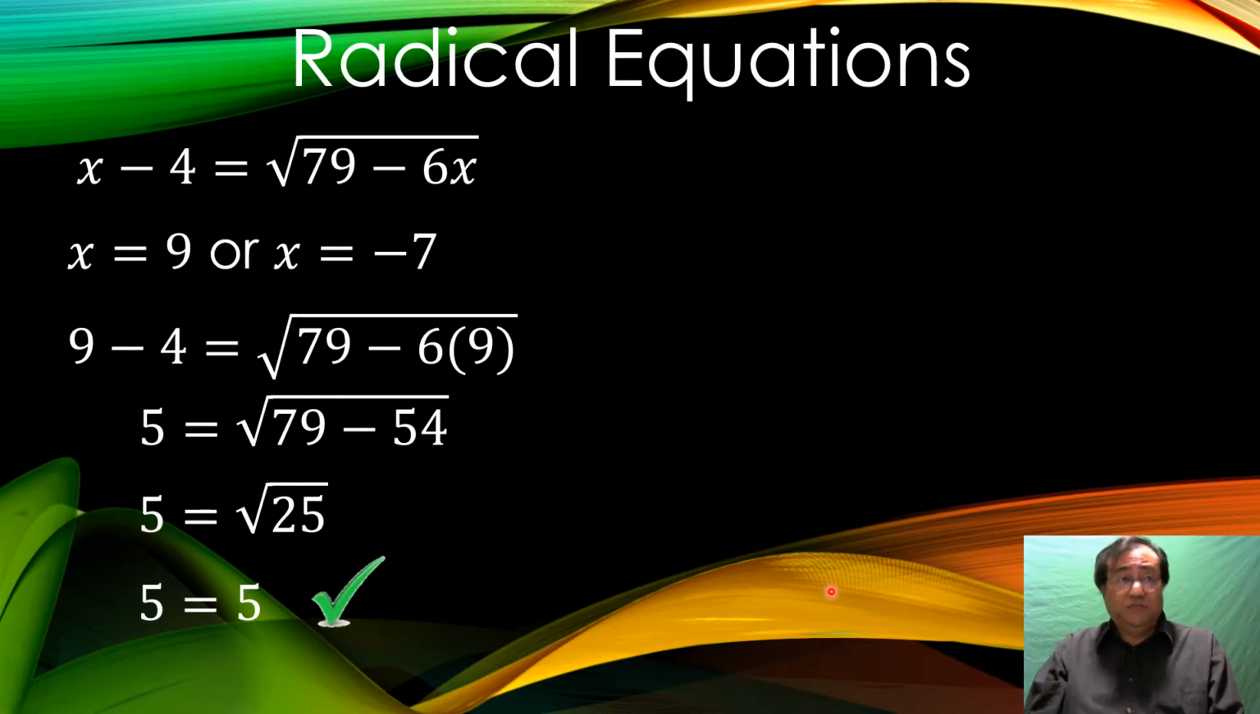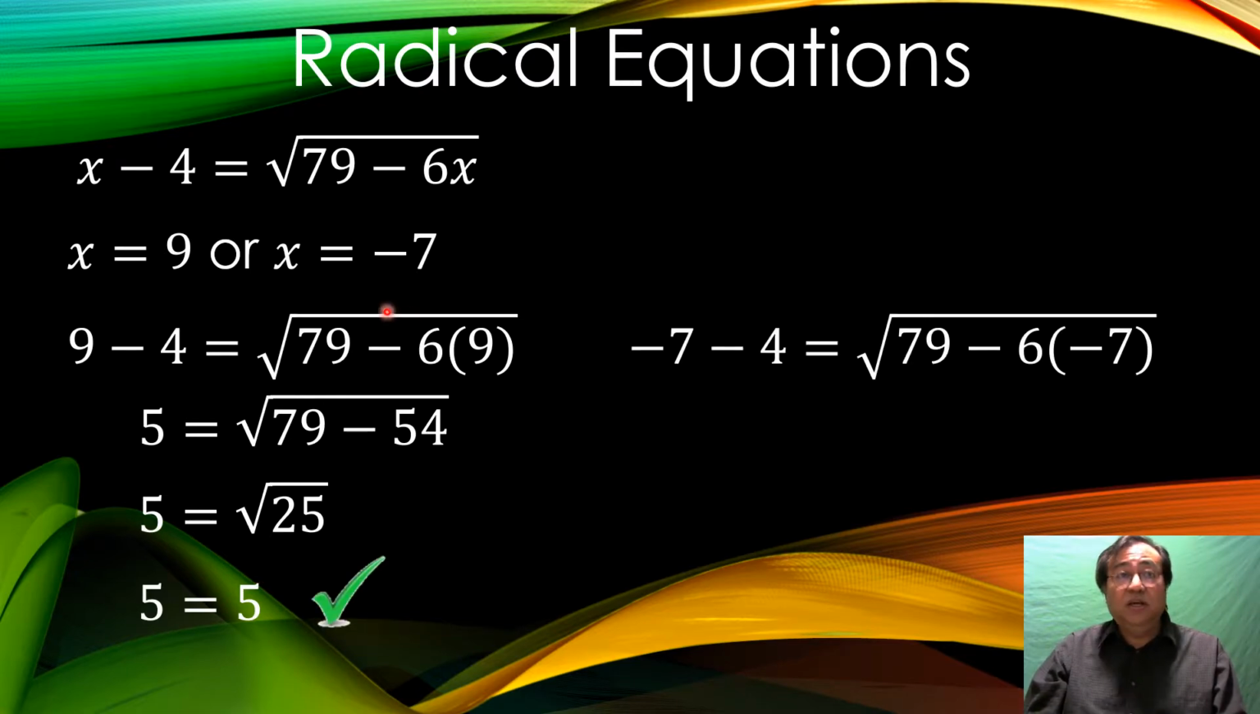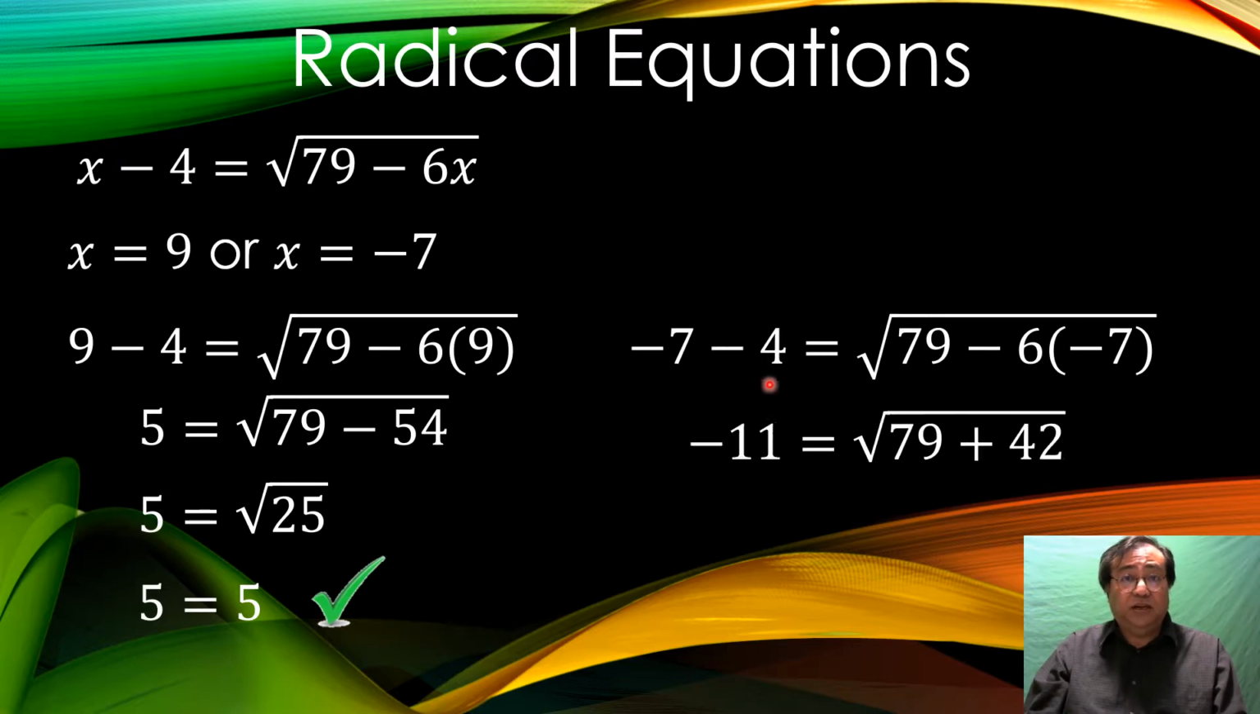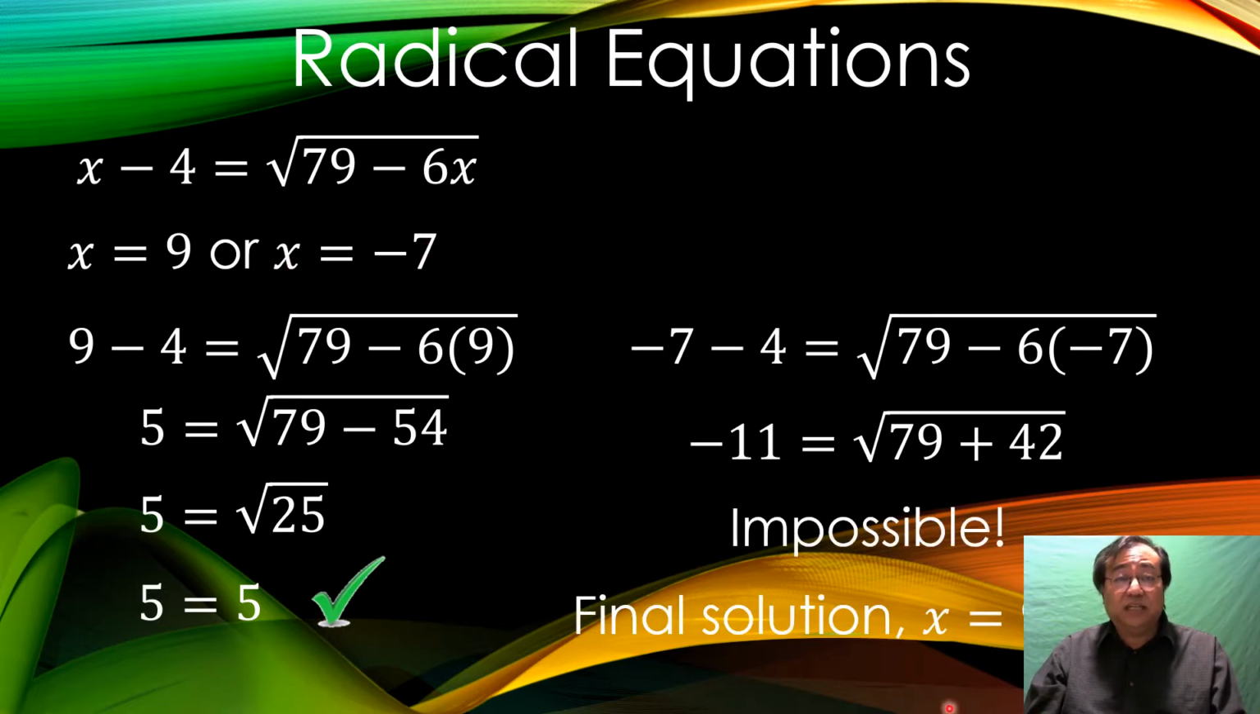So that works. So x equals 9 works. Let's plug in negative 7. Uh-oh, bad sign here. Negative 11 is equal to a square root. That's probably like 121, but it can't be negative 11. So you reject that one, right? You can't. So we reject x equals negative 7.